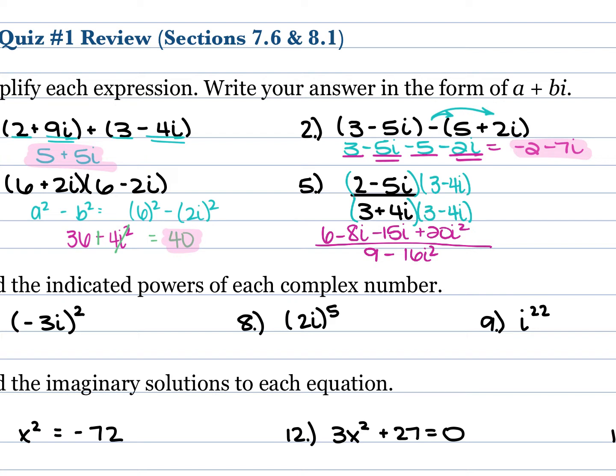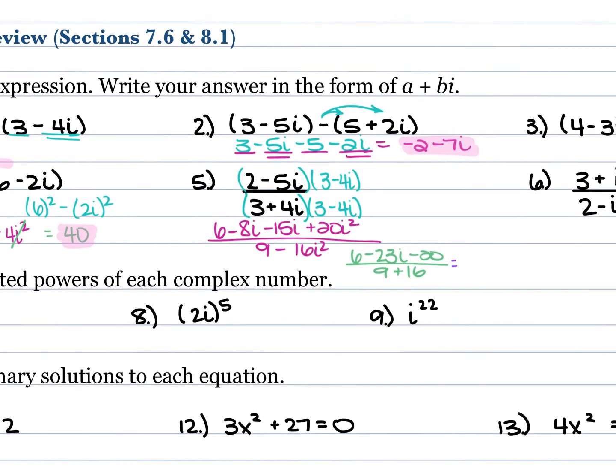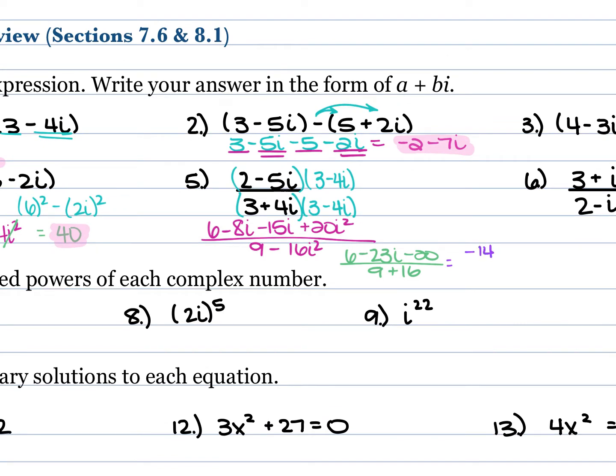Up top, you can combine your like terms. So it's going to give you 6 minus 23i plus 20 times i squared, which is 20 times negative 1, which is negative 20, all over 9 plus 16, because again, that i squared on the 16 is negative 1 times negative 16, which is positive 16. So you combine your like terms, and you're left with negative 14 minus 23i all over 25. You do not have any common factors that you can simplify all of your 3 terms by, so you leave it just like this.